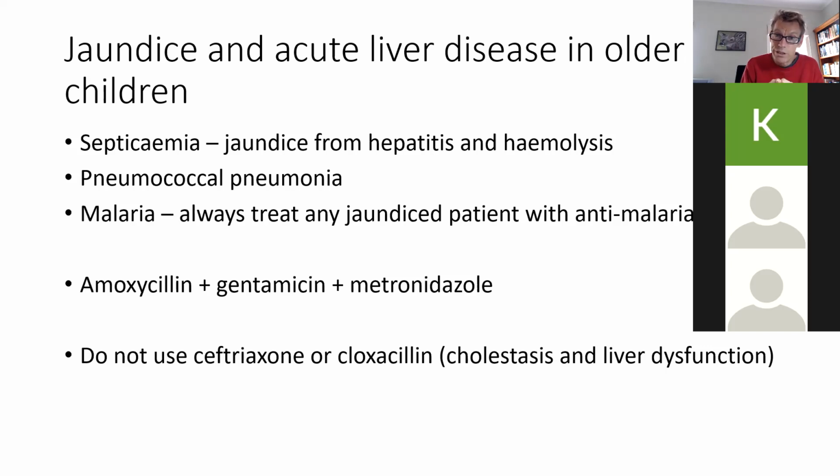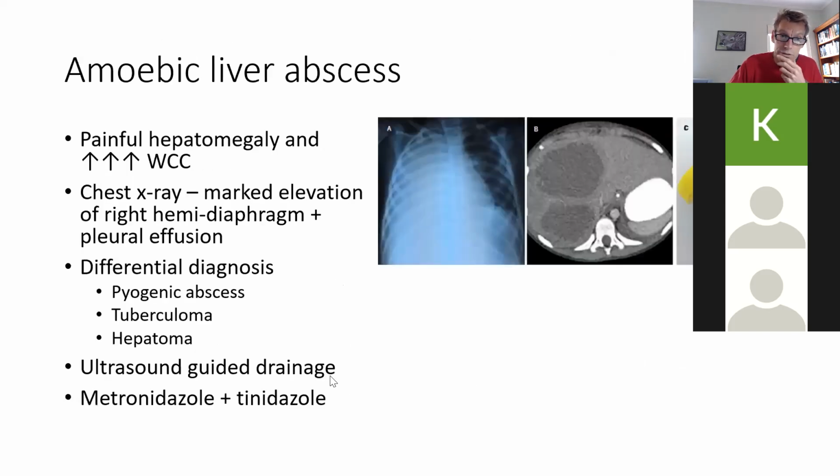I try to avoid, in patients with hepatitis or liver disease that I think might have a bacteremia, the use of ceftriaxone and the use of cloxacillin and flucloxacillin, because they can make cholestasis worse if you've got a jaundiced patient. So it's better to use these more commonly available drugs than it is to use ceftriaxone and cloxacillin.